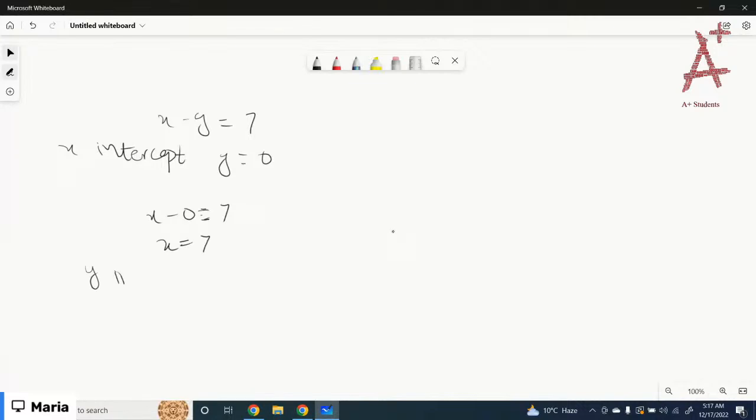So for the y-intercept, simply replace x equals 0. It would be then 0 minus y equals 7. That means y equals negative 7. Got it? So if you have just two of the points, the x-intercept and the y-intercept, you can plot the graph of the equation. Got it?